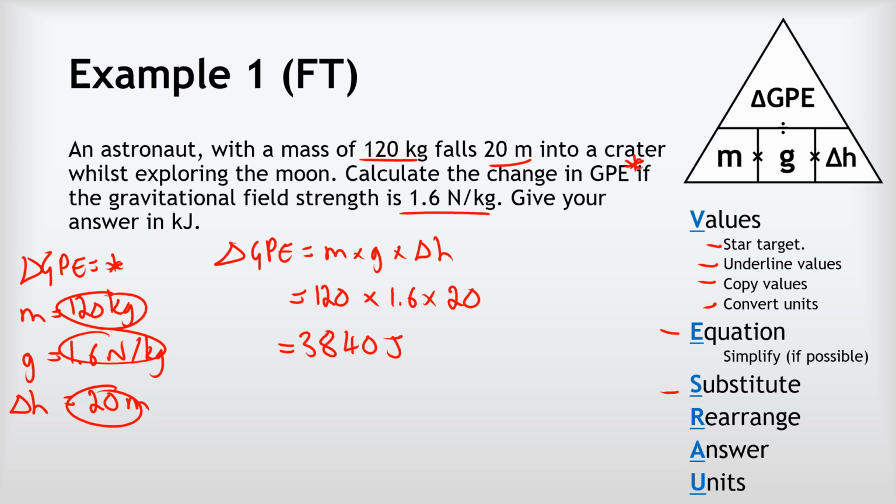3,840 joules. But we're not quite finished because it wants the answer given in kilojoules. That's stated in the question. Remember, there's 1,000 joules in each kilojoule. So to convert joules into kilojoules, we're going to divide by 1,000, and that will give us a value of 3.84 kilojoules, and that's our final answer.